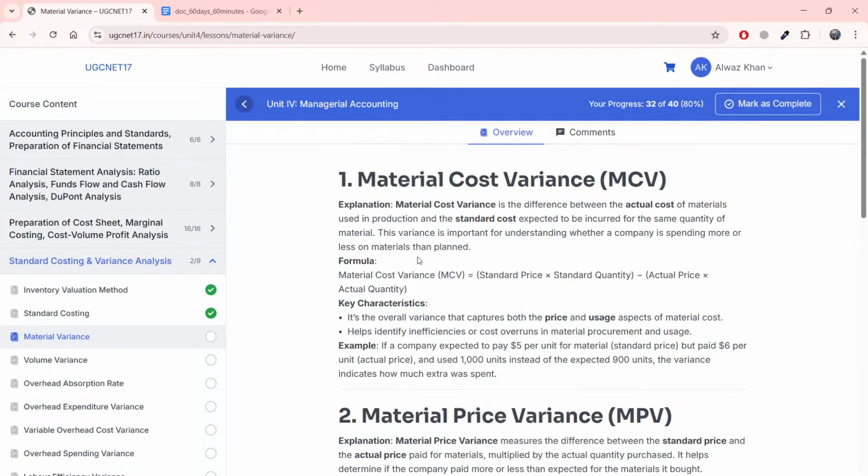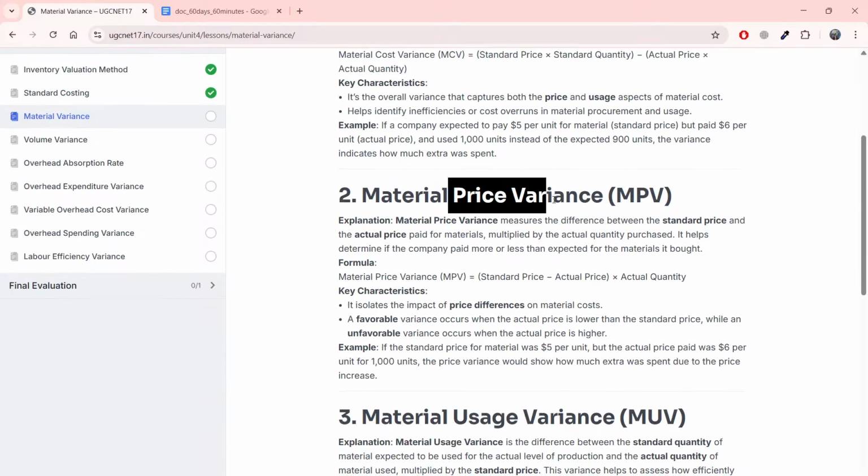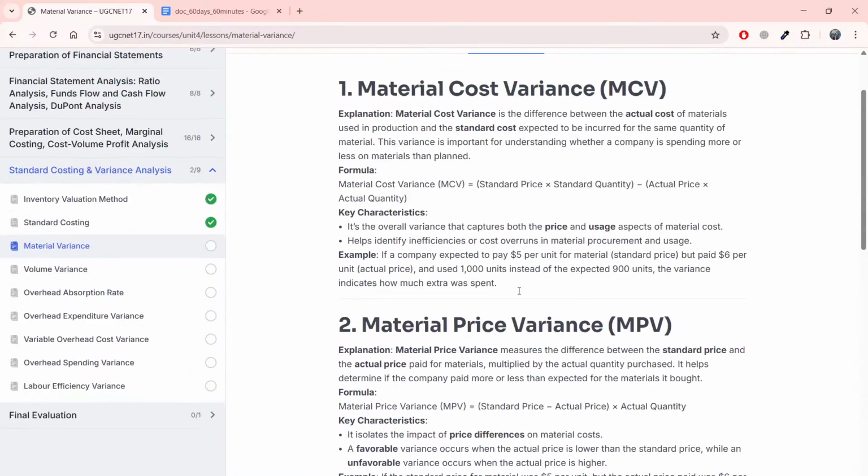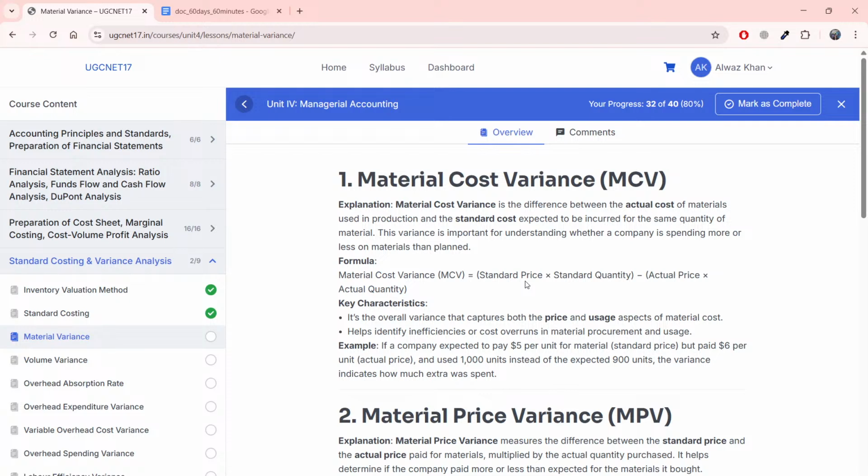Okay, material variance: material cost variance, material price variance, material usage variance, material mix variance. So material cost variance is the difference between actual cost of materials used in production and the standard cost expected to be incurred for the same quantity of material. The variance is important for understanding whether a company is spending more or less on materials than planned. Material cost variance is standard price into standard quantity minus actual price into actual quantity.